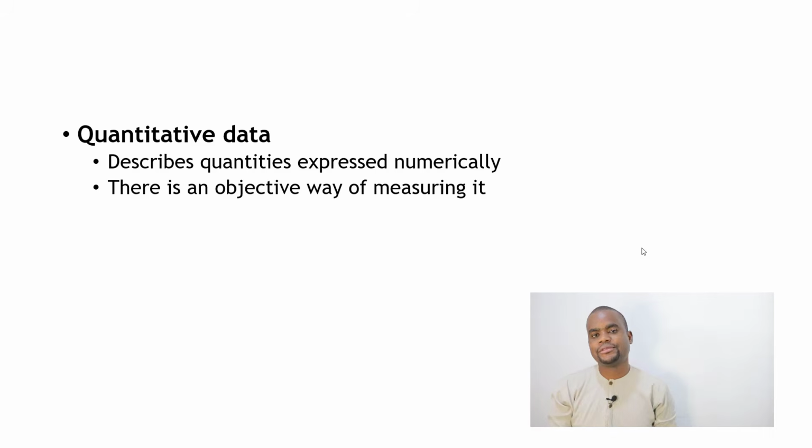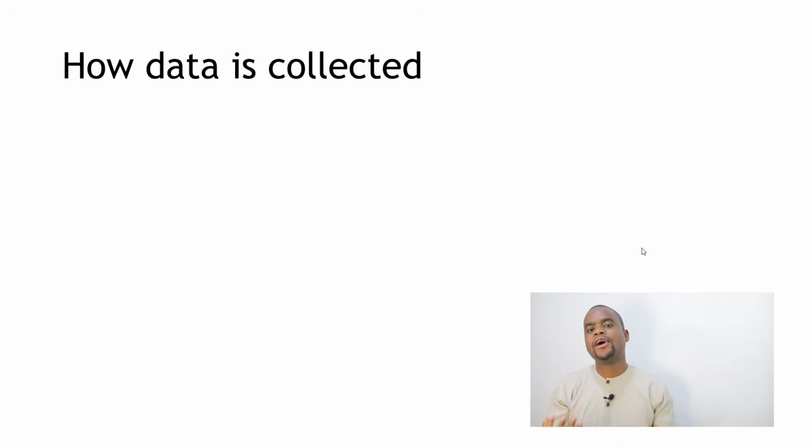So that's quantitative data, and the values come in terms of numbers. Now let's take a look at how data is collected. We now know that we have qualitative data and we have quantitative data, and that for us to answer questions about the world around us, we have to collect facts that we're calling data. But how are we going to collect this data? There are two main ways in which data is collected.